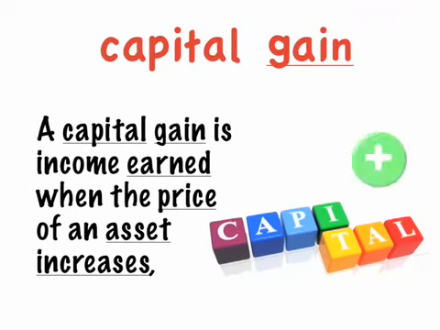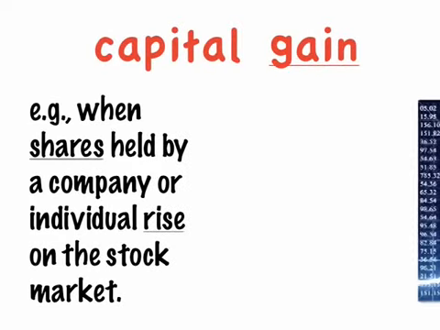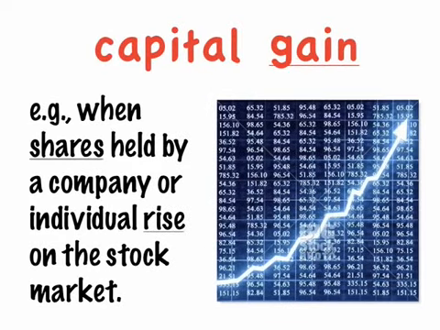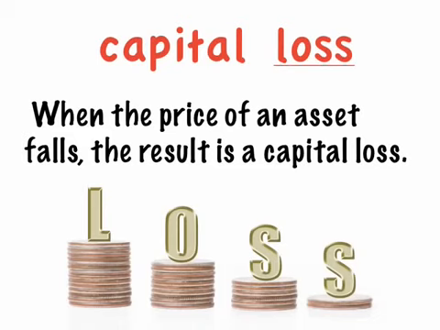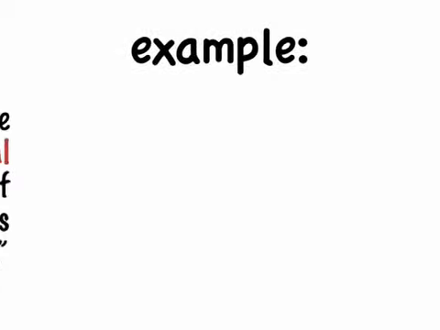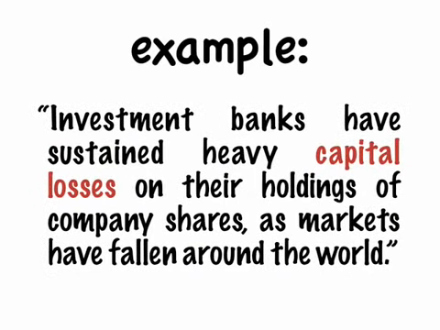Capital gain. A capital gain is income earned when the price of an asset increases, for example, when shares held by a company or individual rise on the stock market. Capital loss. When the price of an asset falls, the result is a capital loss. Investment banks have sustained heavy capital losses on their holdings of company shares, as markets have fallen around the world.